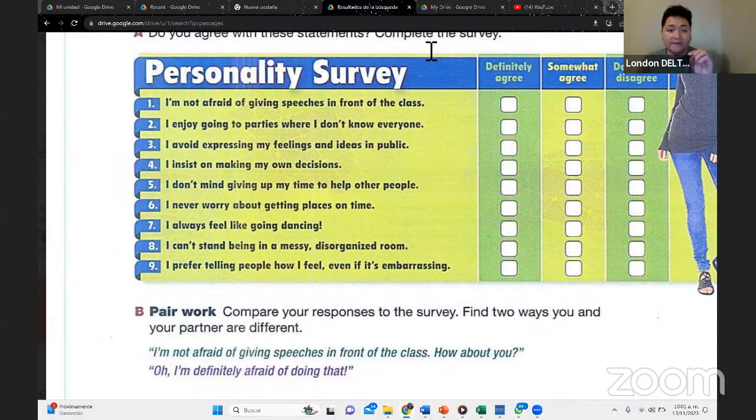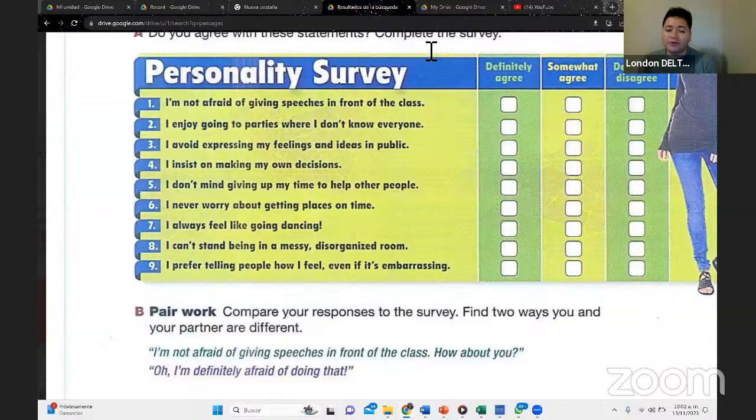Frank is the only word that means direct. Que frank es la única palabra de estas tres que significa ser directo, ¿ok? Al grano. O incluso aunque duela lo que puedes decir. That's frank. Honest is someone who doesn't steal and who always acts in a good way, in a moral way. And sincere is someone who says something out of the heart.